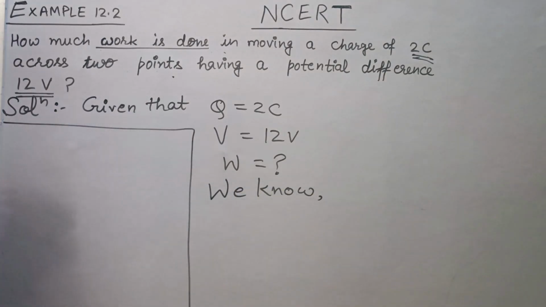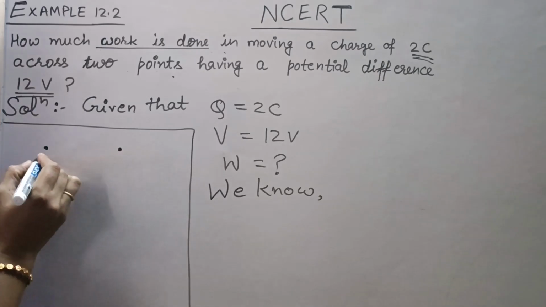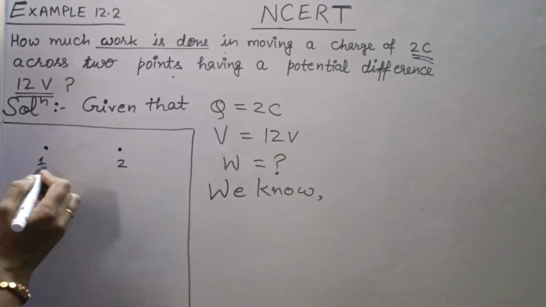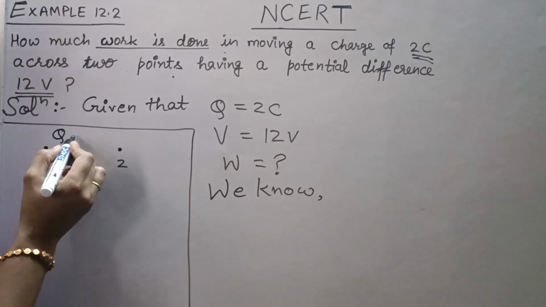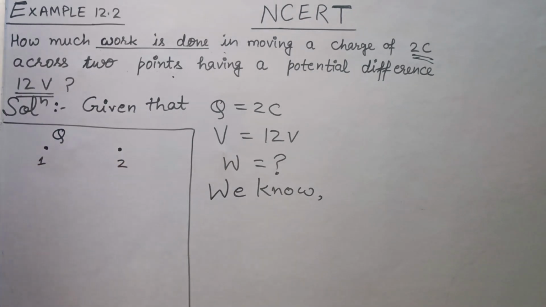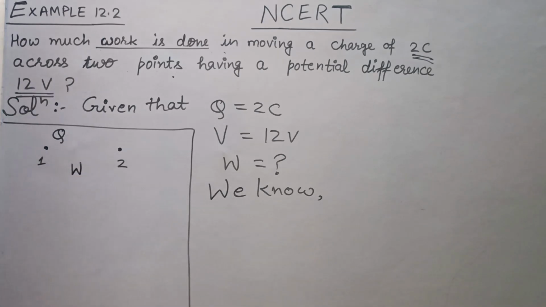Let's revise potential difference between 2 points. Potential difference between any 2 points is the amount of work done in moving a unit charge in between those 2 points. Okay, suppose these are 2 points, 1 and 2, and we are moving a charge Q across these 2 points, and suppose W is the work to be done to move this charge from 1 to 2 or 2 to 1.